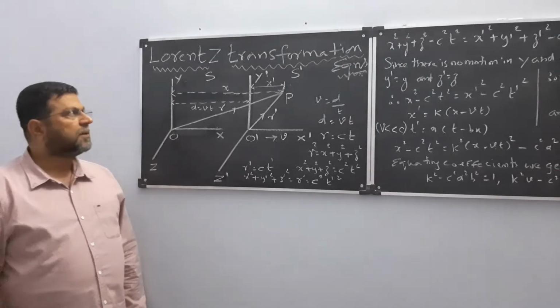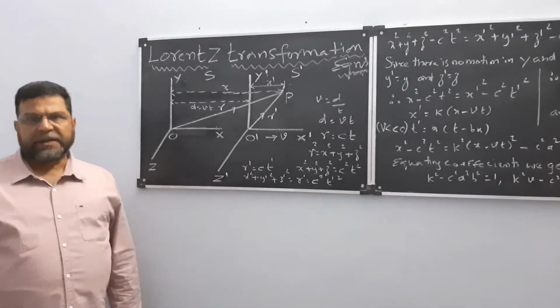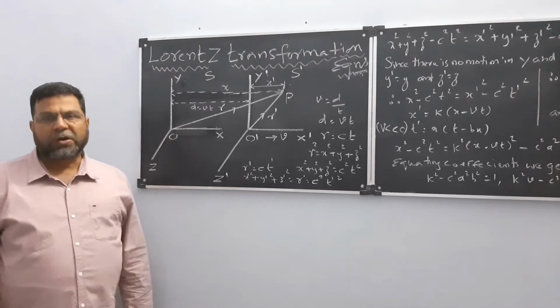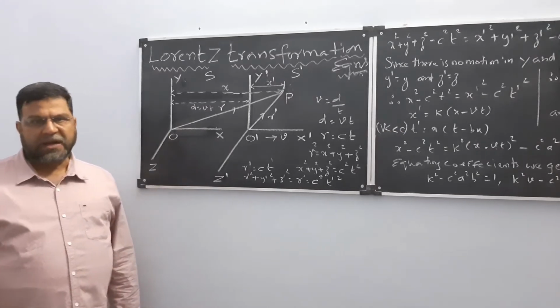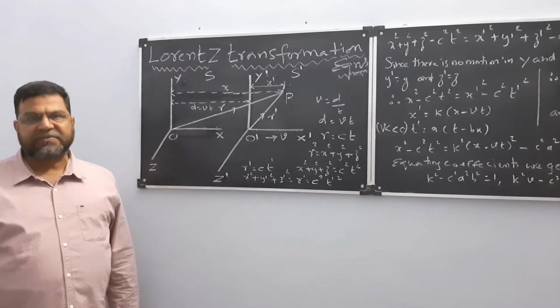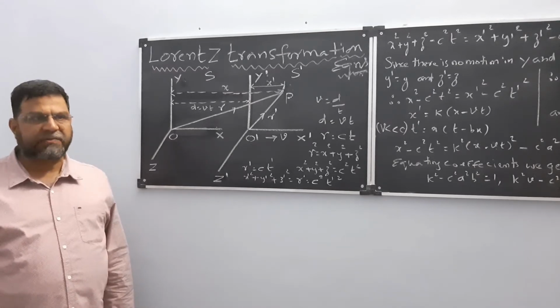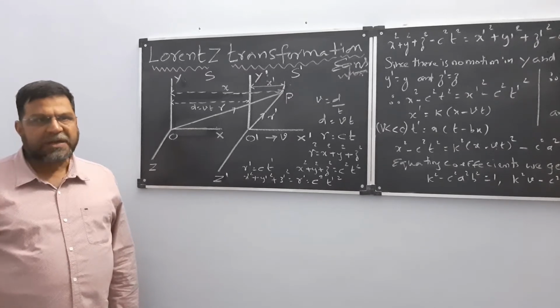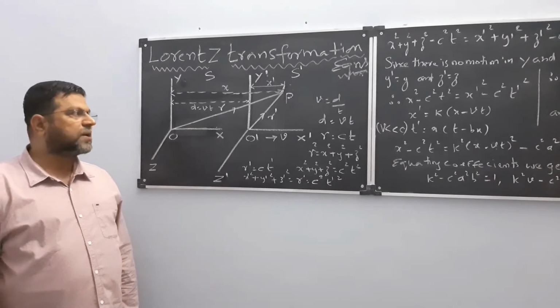Good morning, children. Last class we have seen Galilean transformation equations, and today we are going to see Lorentz transformation equations. The improved version of Galilean transformation is known as Lorentz transformation equations, because some defects were there in Galilean equations, and these defects have been removed by the Lorentz transformation.